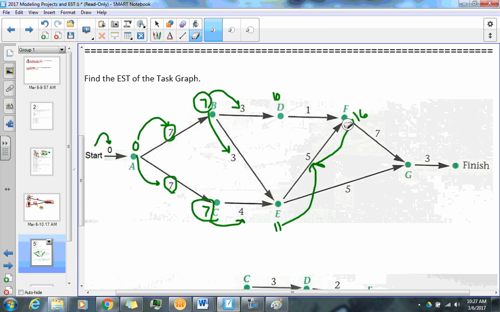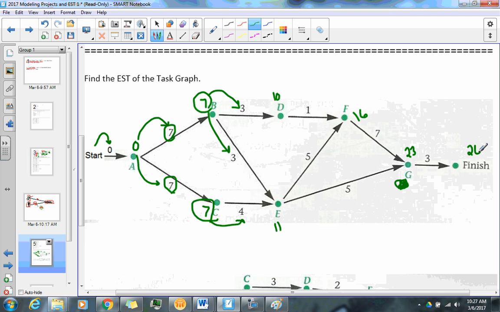Let me clean this up. All right, G, we have 2 arrows going into it. So once again, investigate it. 16, 7 is 23. 11, 5 is 16. Well, you know as well as I do, it's going to be the longest one. 23 to 23, 3, that will give me 26. So the minimum project time is 26. So how long does it take to do everything? Well, to do this task using the ESTs, all of it, you'd be done in 26 minutes.